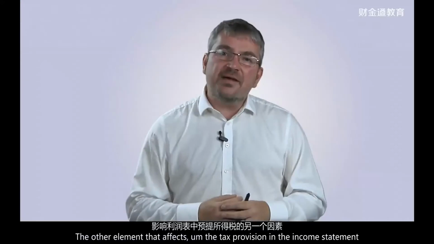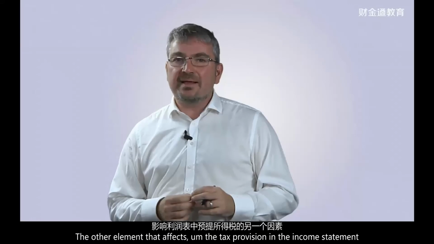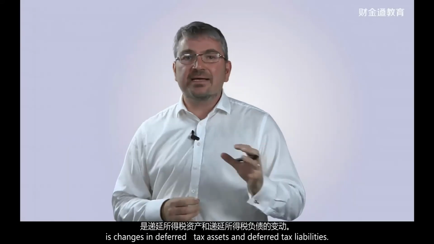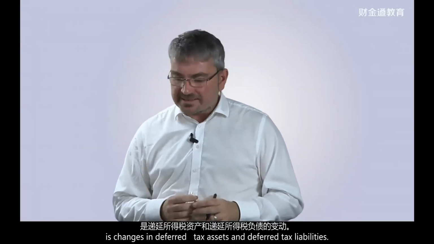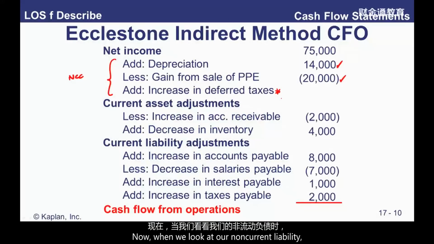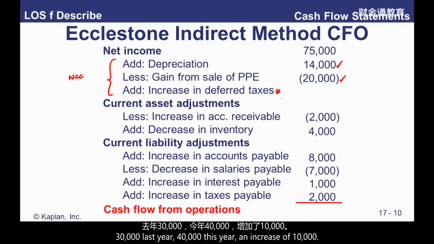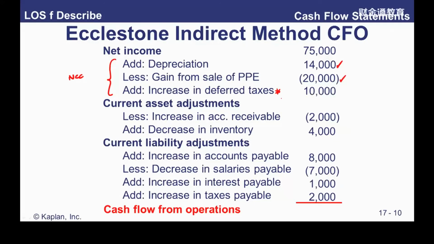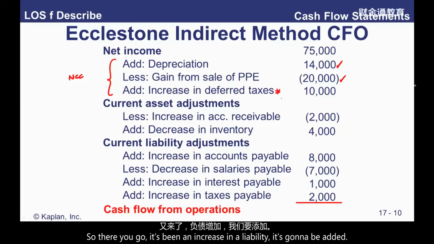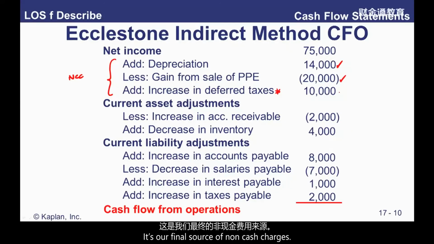The other element that affects the tax provision in the income statement is changes in deferred tax assets and deferred tax liabilities. Now, when we look at our non-current liability, we can see that we've got deferred tax liabilities here. 30,000 last year, 40,000 this year, an increase of 10,000. So there you go. It's being an increase in a liability. It's going to be added. It's our final source of non-cash charges.